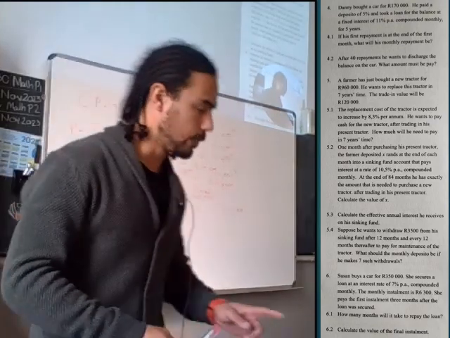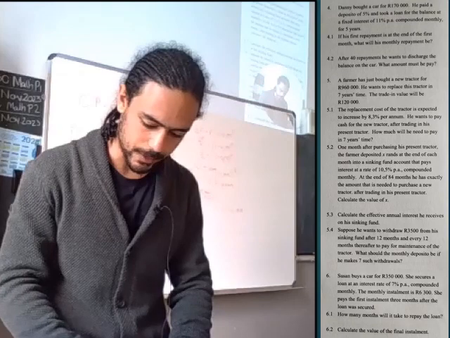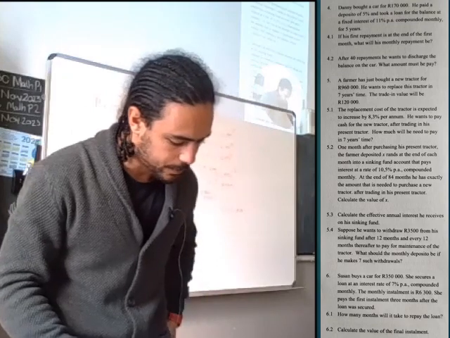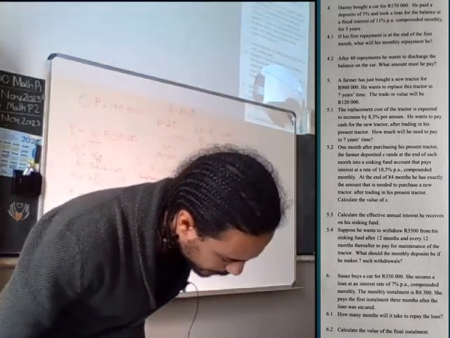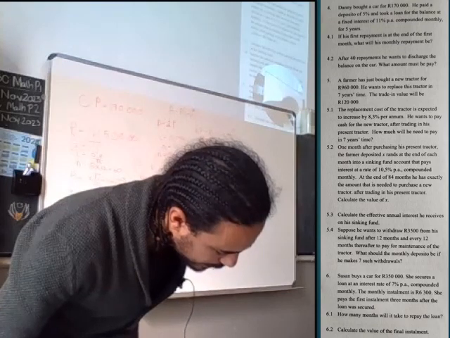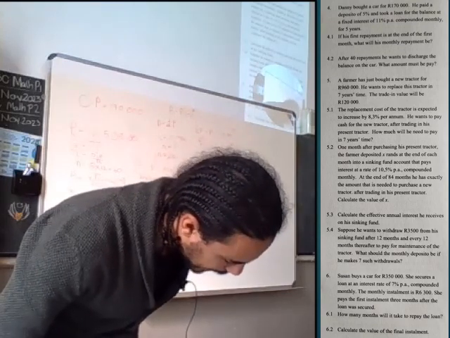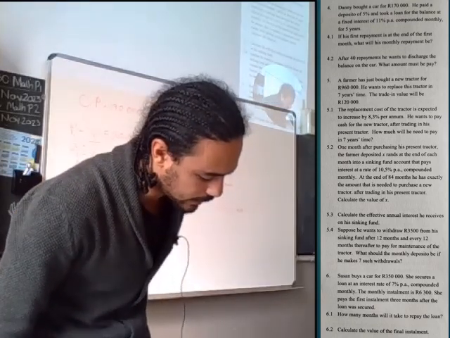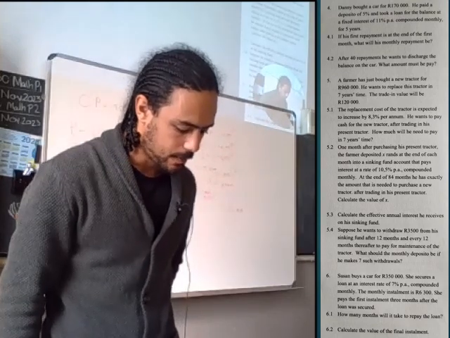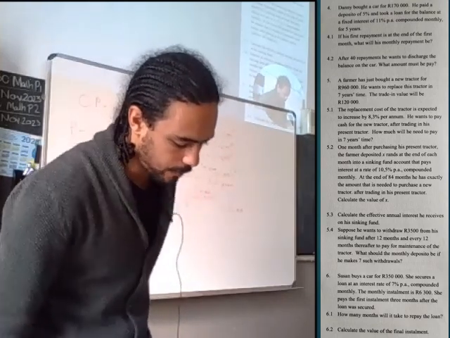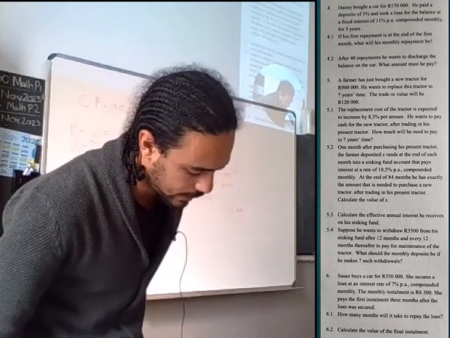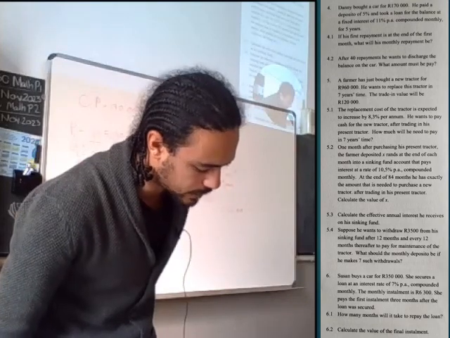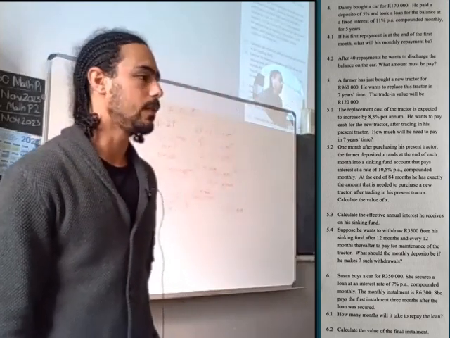Now at question number 5.2. Let's just read the question. 1 month after purchasing his present tractor, a farmer deposits X rands at the end of each month into a sinking fund account that pays interest at a rate of 10% per annum compounded monthly. At the end of 84 months, he has exactly the amount that is needed to purchase a new tractor after trading his present tractor. Calculate the value of X.